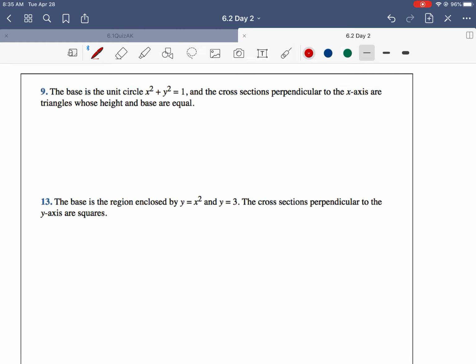X squared plus y squared equals 1. It's a circle again, just like the first example we did today. Desmos will graph this nicely for you. With graphing calculators, you would have to split it up into two equations and do the positive and the negative by solving for y equals. Radius is going to be 1 all the way around.